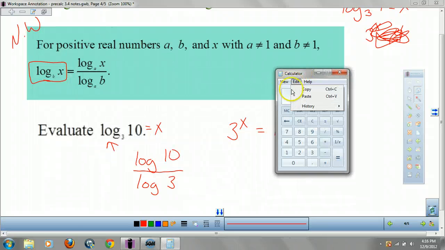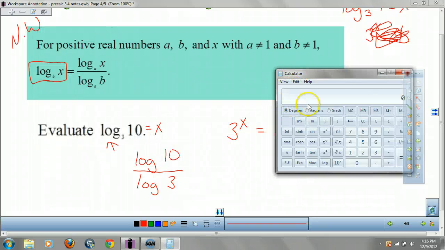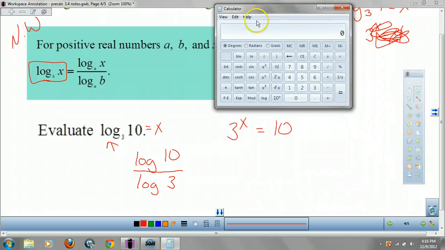There's no logs here. Where's my logs at? Natural log. What? Oh, here it is.